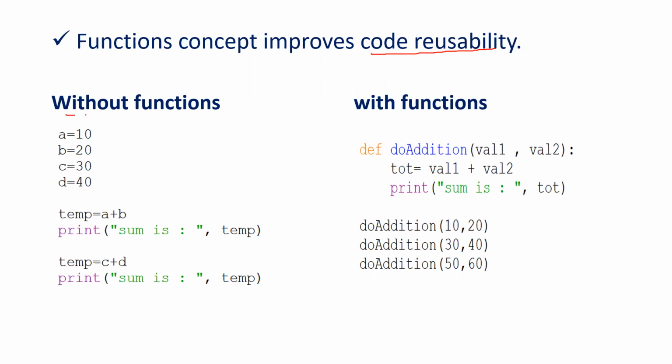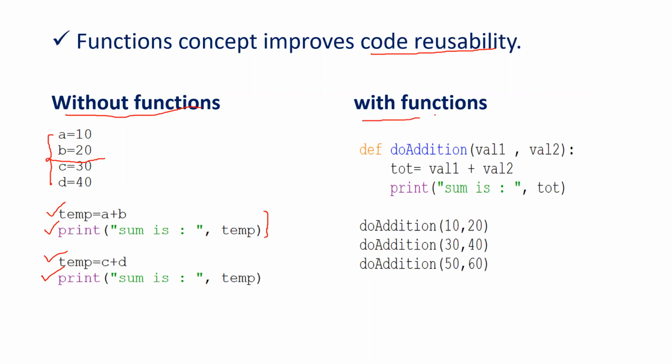See this example. Without functions, if I want to perform addition between two numbers, see the code. I am taking two variables A and B and another two variables C and D. Now I want to perform addition between two variables A and B, and I want to perform addition between two variables C and D, and I am printing the result here. Now whenever I want to perform addition and print the result, I need to write two statements every time. If I want to perform the addition 100 times, then I need to write 100 into 2, 200 statements.